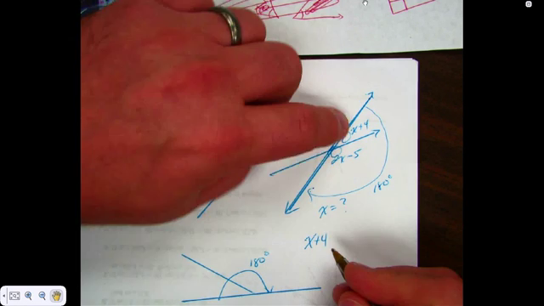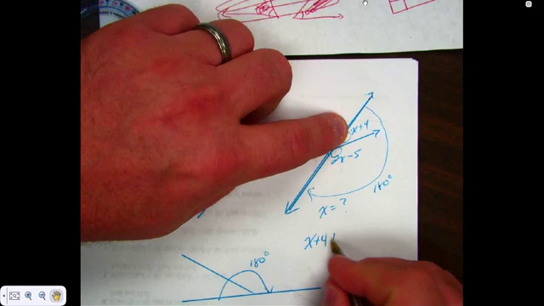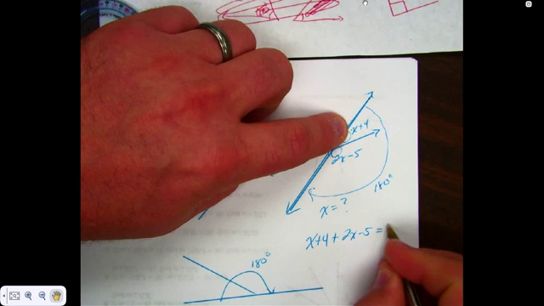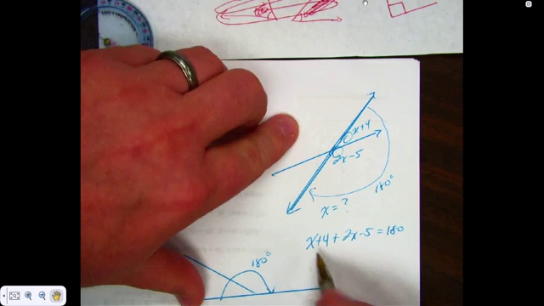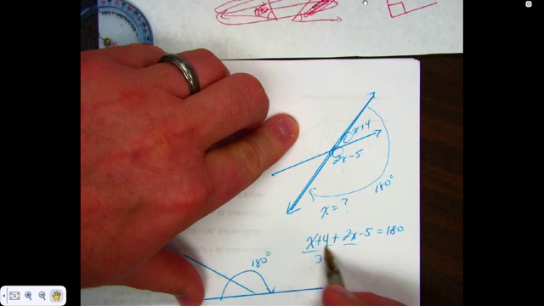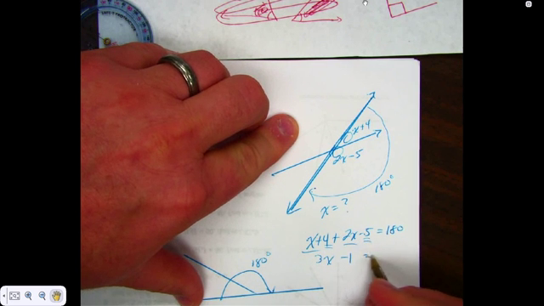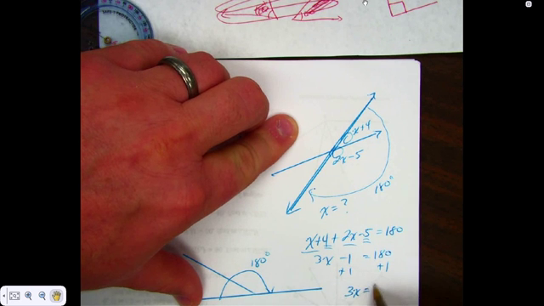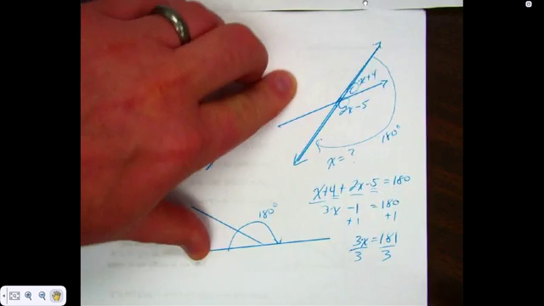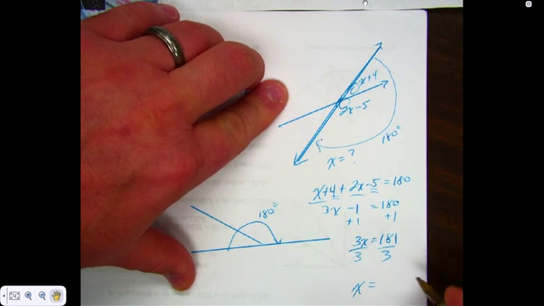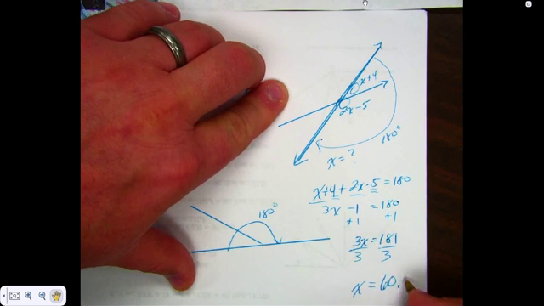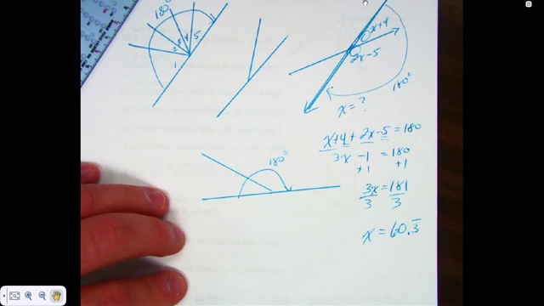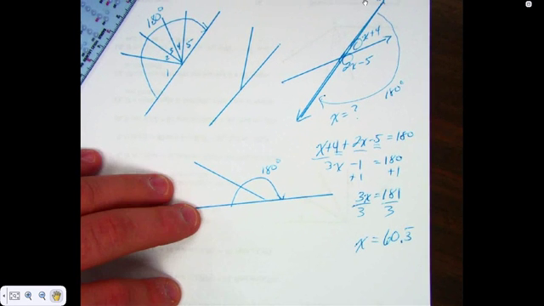X plus 4, because that's what that one is, right? Plus 2x minus 5 would have to equal what? Add 1. 3x is equal to 181. Obviously, that's not going to come out even because I just made that up off the top of my head, but it's 60.3 repeating. It's not so hard, is it? You see the point I'm making?